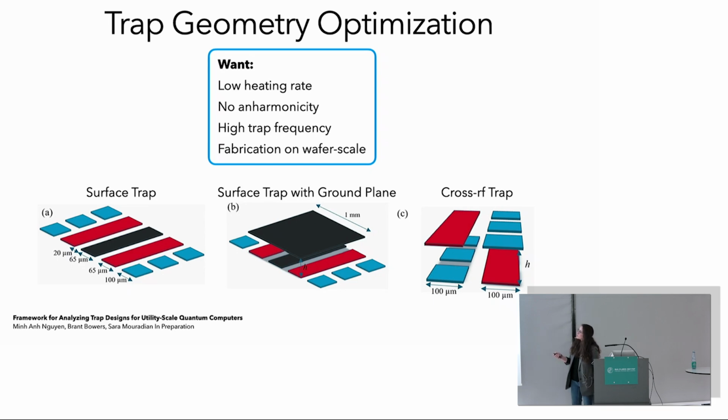What we want is a low heating rate. This heating rate means that when an ion is susceptible to electric field noise, it will slowly increase the phonon occupation in a thermal manner, which is why we call it a heating rate. And there's a lot of noise that comes from the surface. So if our ion is closer to surfaces, we'll have a higher heating rate. It also scales with frequency. So if we have a higher trap frequency, we'll have a lower heating rate. So we want our ions to be far away from surfaces, but we want high trap frequency.